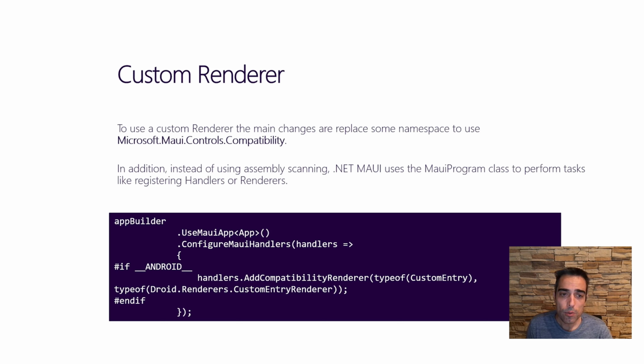Now we are going to use the MauiProgram class, that is one of the most important classes in a .NET MAUI project. It is the class that starts the project, where we can initialize the application, register services, register handlers, etc. So we can use the AddCompatibilityRenderer method to map between the abstraction and the renderer. And in that way, we can just register a renderer.